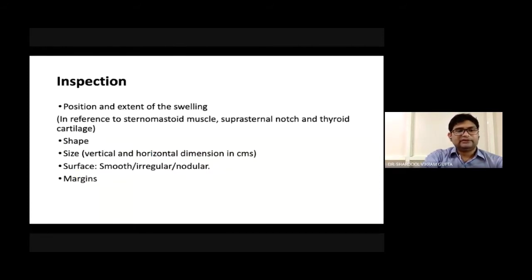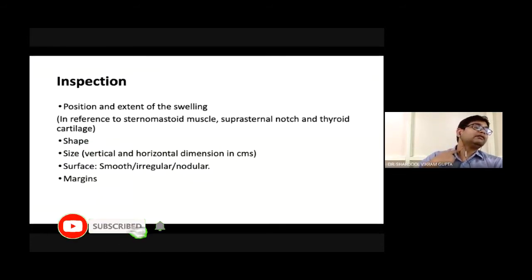So in inspection, you will look for the position and extent of the swelling. You should see it in respect of the sternocleidomastoid.